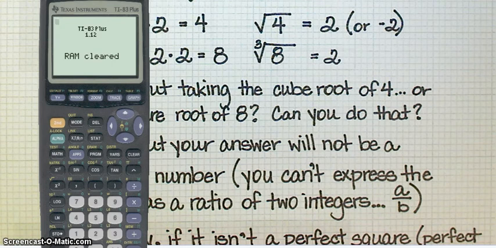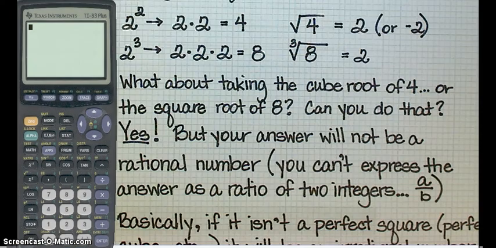Okay, let me expand my window just a minute. Hang on. Okay, so cube root of 4. Let me see if I remember how to do this. I'll do the square root of 8 first. Square root of 8, enter, and you get this big long number, and there's even more decimal places, I'm sure, but they're just going to give you this first couple.